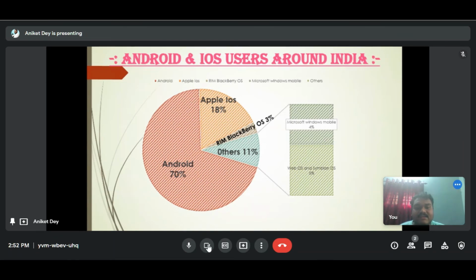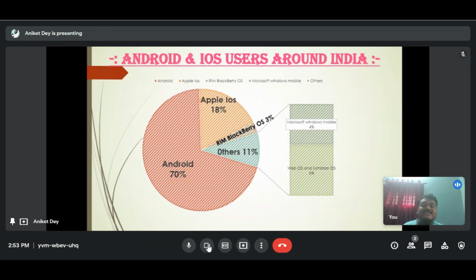RIM BlackBerry, that is 3%, because when BlackBerry came to the market, they had some huge developments on their phones, but as the days go by, their reputation, facilities, and performance went down. So now only 3% of people are using this, and the other 11%, like Microsoft Windows Mobile and WebOS and Symbian OS, are nowadays not usable like before.